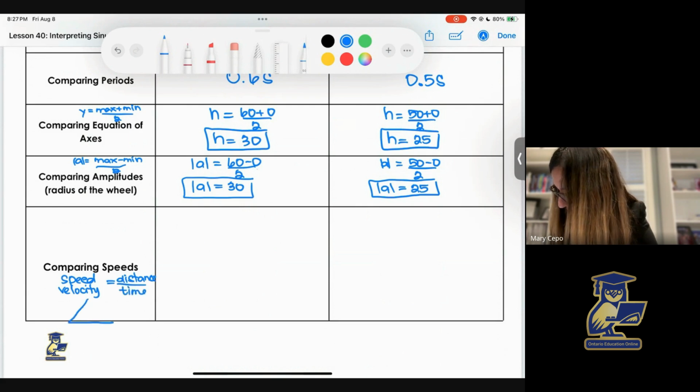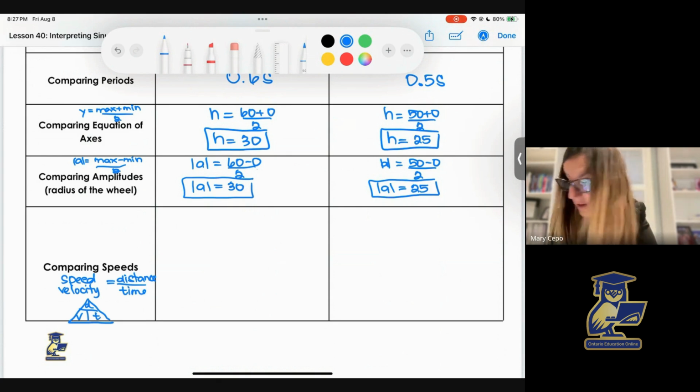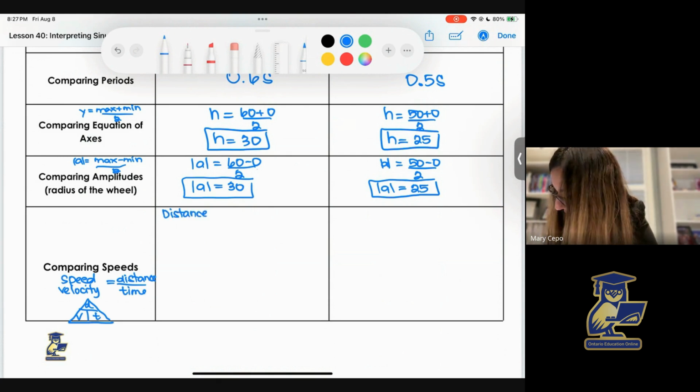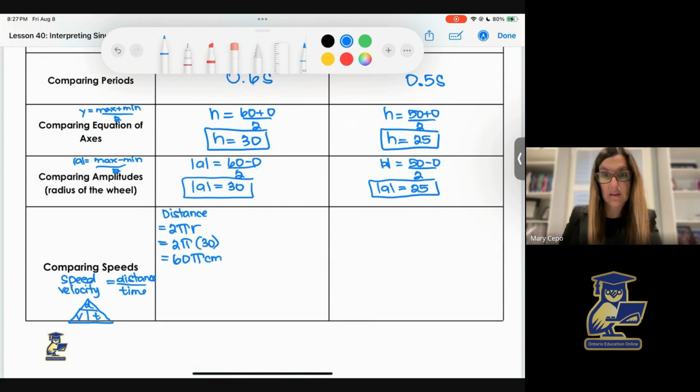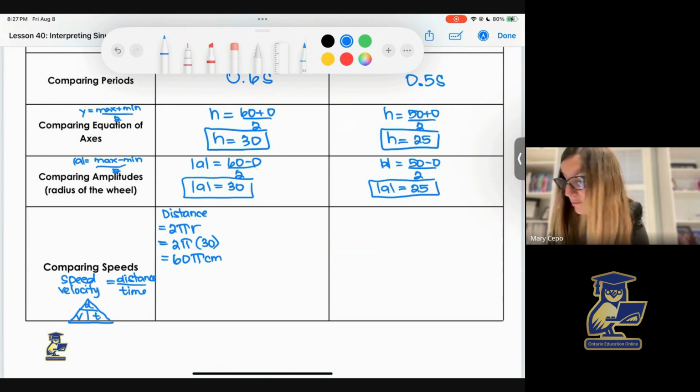Not sure if you remember this triangle that you used. Velocity is distance over time, to help remember the different properties of speed. To figure out the distance the pebble covered going around that circle, the distance is the circumference of the wheel, which is 2 pi r. The radius is that amplitude, so 2 pi times 30, which is 60 pi centimeters. Every time that pebble goes around that tire, it has covered 60 pi centimeters.